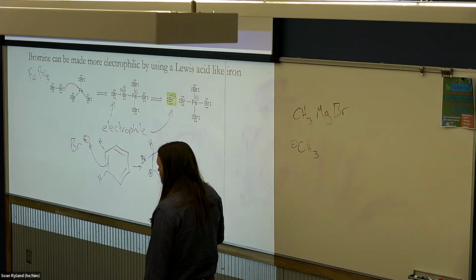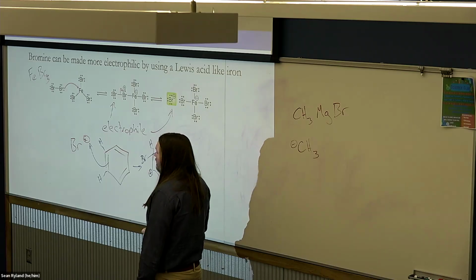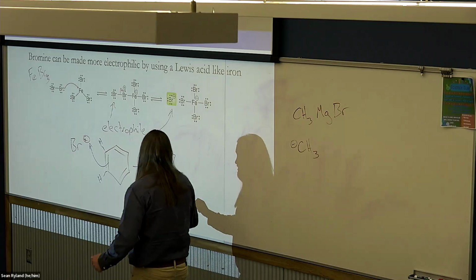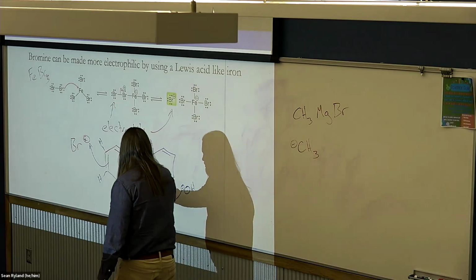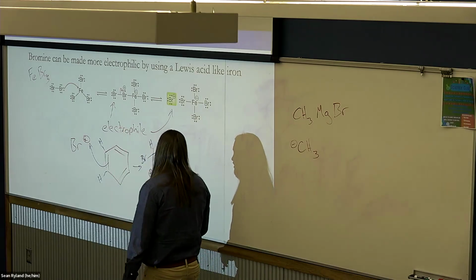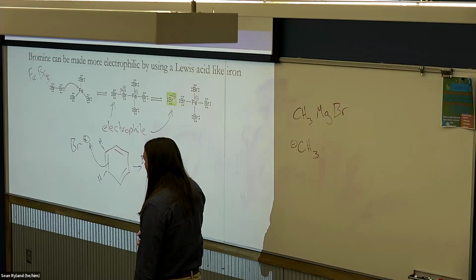Something negative comes in and taps the positive. That's one approach. So let's say we just had hydroxide around. We could do that. We're not going to reform the benzene ring then. We wound up breaking the benzene ring if we did that.